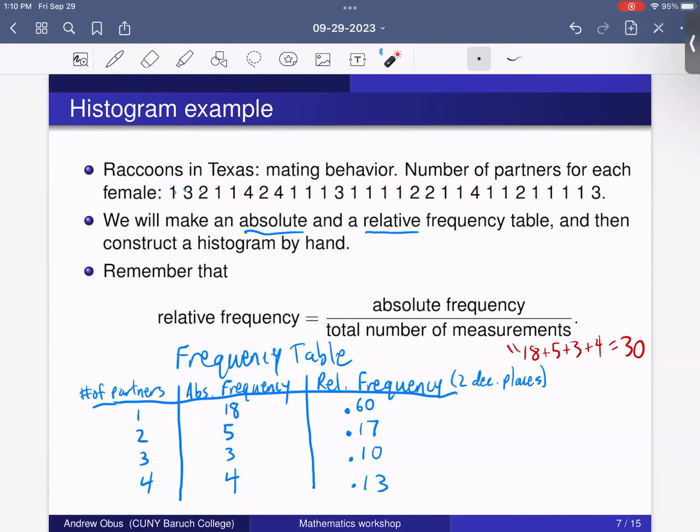The four is 3 and 4. Oh, the 4 is 3, not 4. That's right. Thank you. Okay, great. So that's a 3. Okay, so that means I'm going to have to change all of these relative frequencies.